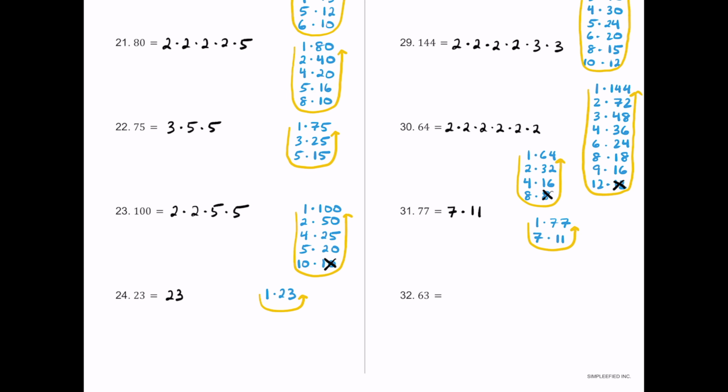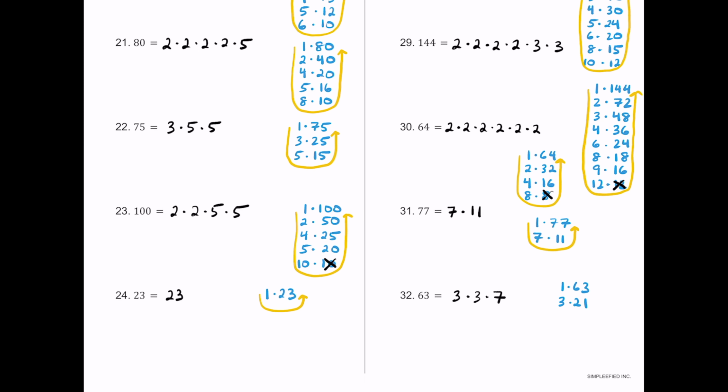Finally, for the number 32, we have 63, which breaks into 3 times 3 times 7. That's not too bad of a prime factorization. For its factors, we should start with 1 and 63. There's no 2 because 2's prime would be there. There is a 3, and combine these to make 21. So 3 times 21 does get you 63.